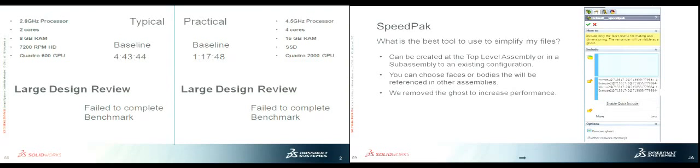All right, so the next thing we look at here, speed pack. This can be created at the top level assembly or in a sub-assembly to an existing configuration. You can choose faces or bodies to be referenced in other assemblies. So this is an envelope basically with a few more features in it. You can actually grab different faces and bodies to use as reference points. So you got an engine assembly that goes into a top level assembly. You can pick all the mounting points for that, so you can actually mount that thing and mate it into place in your top level assembly, but you don't have all the overhead of everything else inside of there.